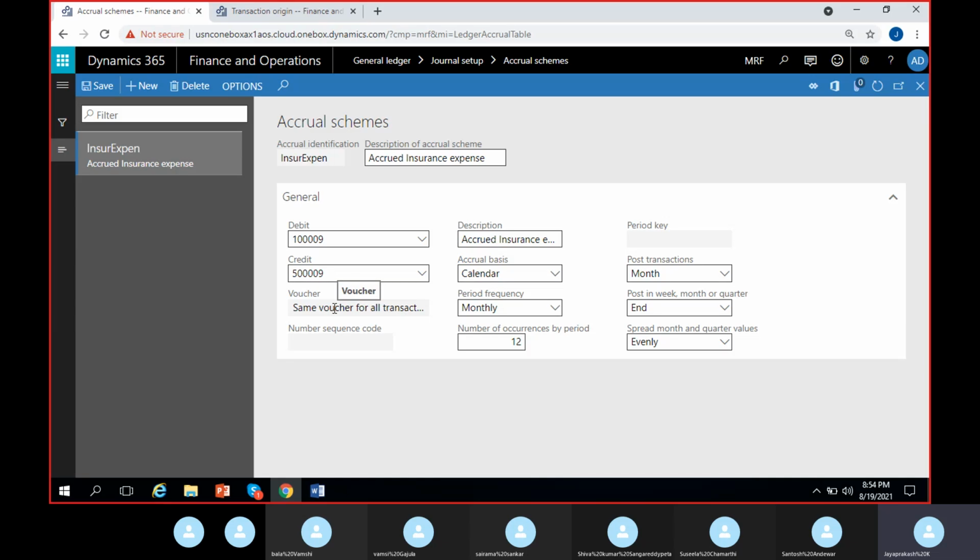So then I'm selecting same voucher number for all transactions. You can also select different voucher numbers for both, I mean different voucher number for transactions. అప్పుడు ఇక్కడ నువ్వు ఒక నెంబర్ సీక్వెన్స్ కోడ్ ఇవ్వాలి. యూనిక్ నెంబర్ వోచర్ సీక్వెన్స్ క్రియేట్ చేసుకొని ఇచ్చుకోవచ్చు.